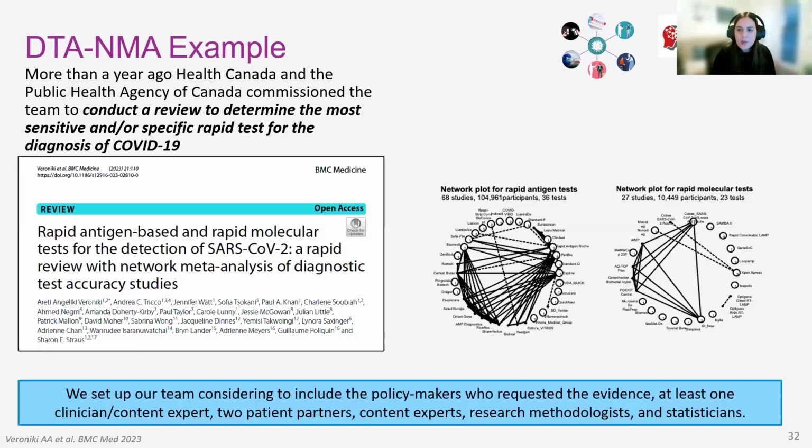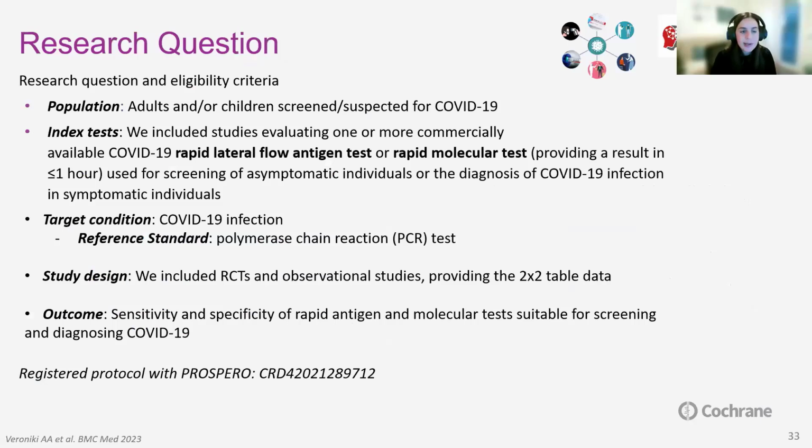So the research question was set as follows. In terms of populations, adults and children were considered who were screened or suspected for COVID-19. In terms of index tests, the rapid antigen tests or rapid molecular tests for the diagnosis of COVID-19 infections were considered. So the target condition obviously was COVID-19 infection, and the reference standard that was used was PCR tests.